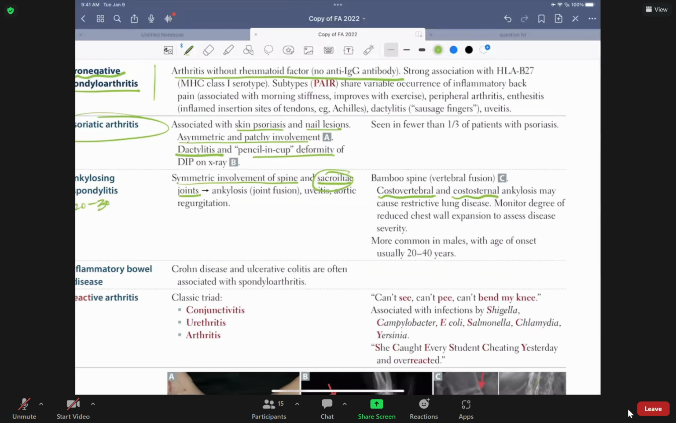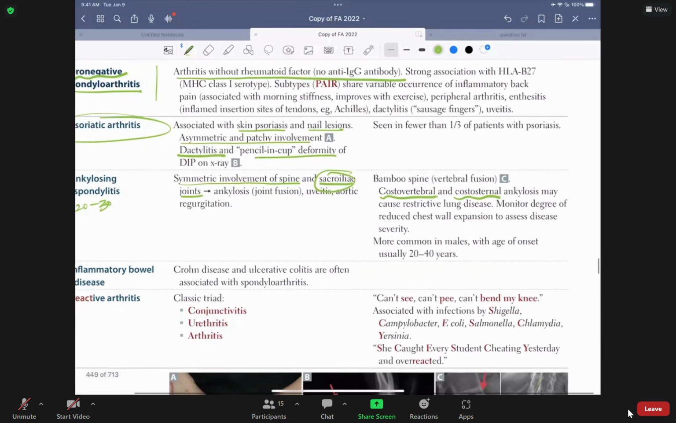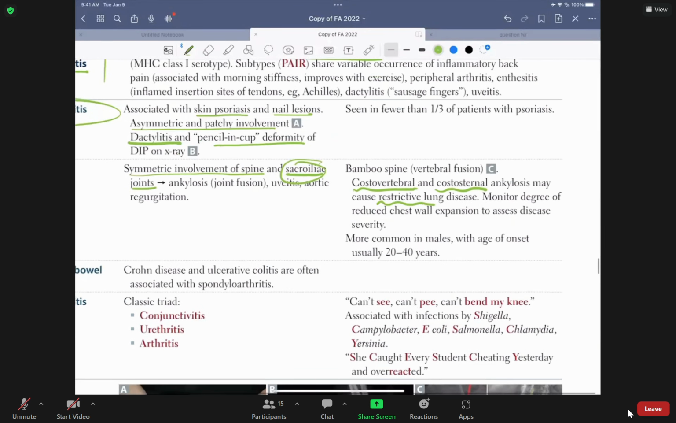So what happened with that? Now you could see restrictive lung disease. Why restrictive lung disease? Because these people cannot expand. If they cannot expand, can they breathe in? If they cannot breathe in, that's restrictive lung disease. Is everybody clear, folks? That's a restrictive lung disease. So we have to monitor the degree of reduced chest wall expansion.